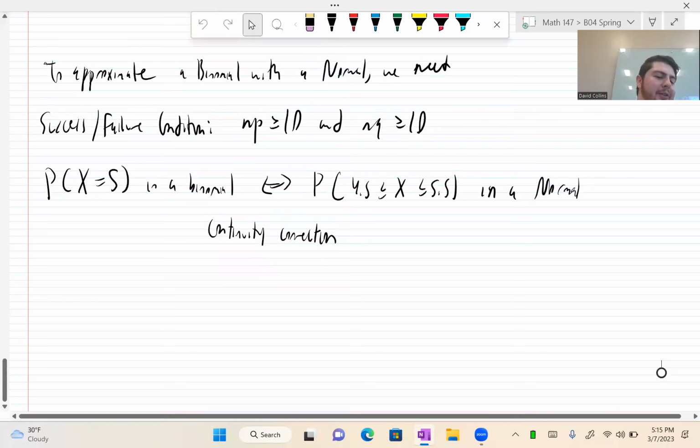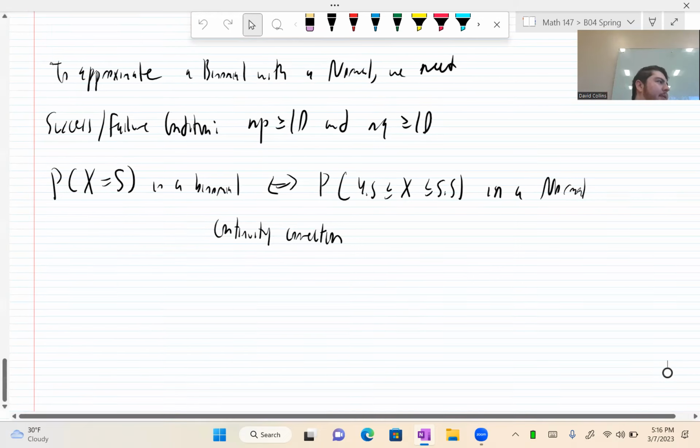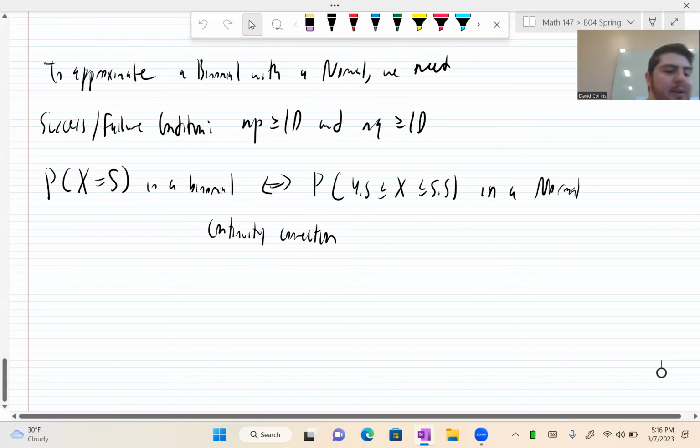Use continuity correction to approximate probability x equals 5, given some scenario. I don't know how I'd word it otherwise. I guess if you somehow only have the expected value and the variance without the probability or the number of trials, if you only are given that information, you can use it for the normal. That's the only thing I can really think of.